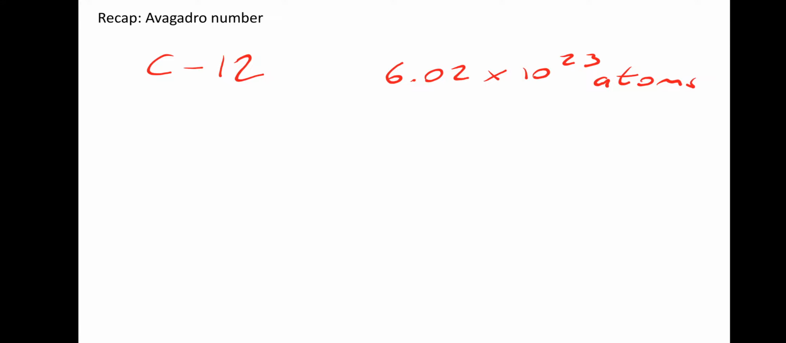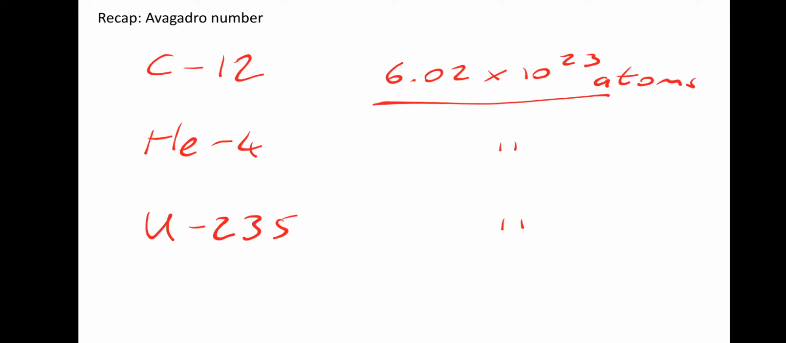So say we had helium-4. In 4 grams of helium-4, there would be 6.02 times 10 to the 23 atoms. Uranium-235. In 235 grams of uranium-235, there would be 6.02 times 10 to the 23 atoms. So this is Avogadro's number, 6.02 times 10 to the 23. And we can use that to find the mass of an individual atom. So I'm just going to give an example of that. So let's use carbon-12.